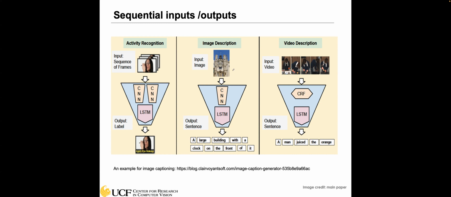For image description or captioning, it's the same: we can use a CNN to extract the feature embedding, then use an LSTM to generate an output sentence to describe what's going on in this particular image. Video description is the same. We can use a CNN, or maybe here a conditional random field, to process each frame and generate a feature embedding. Then we use an LSTM to understand the context of this video, what this video is about, maybe an instructional video.